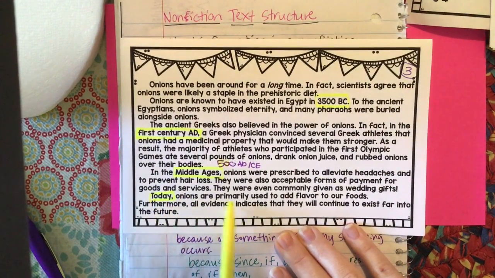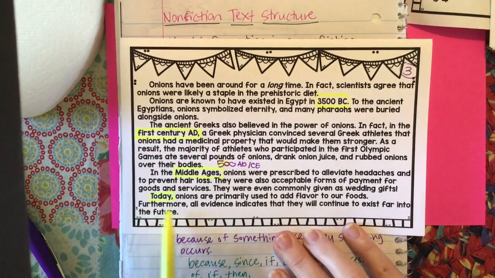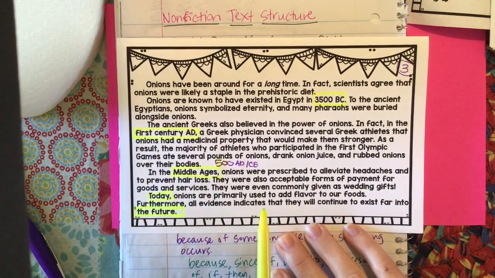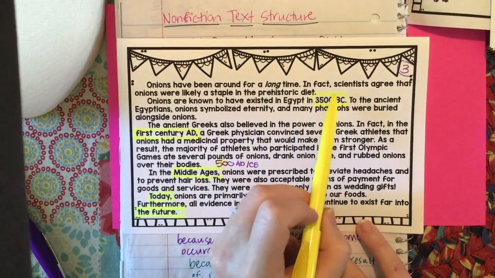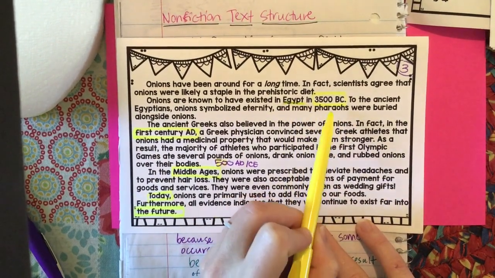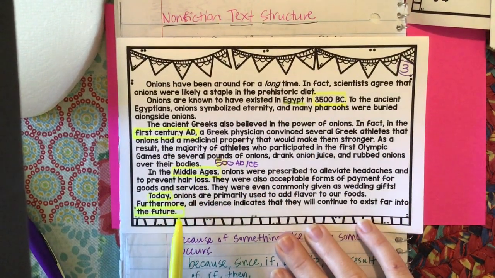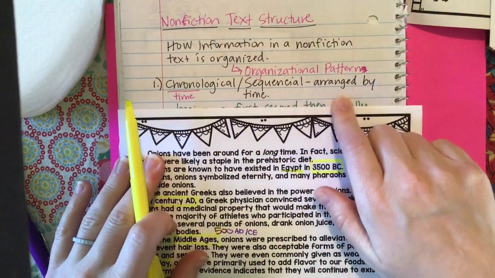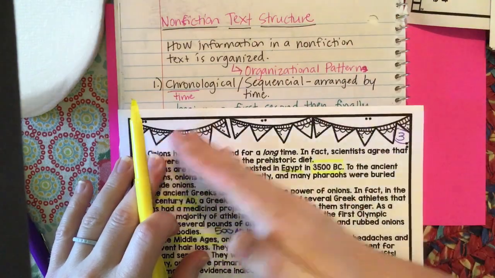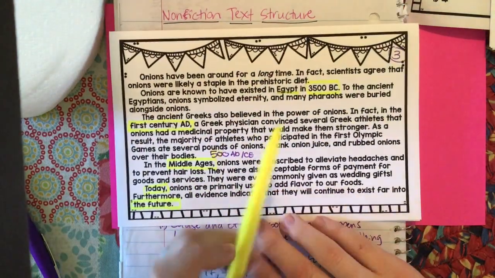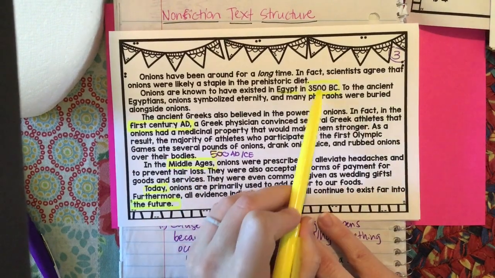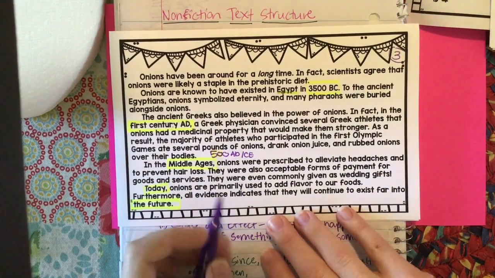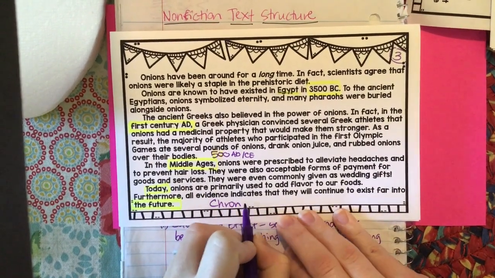Today, onions are primarily used to add flavor to our foods. Furthermore, all evidence indicates that they will continue to exist far into the future. So when I'm looking at this, I'm noticing that each of my paragraphs is starting back in ancient Egypt and is moving forward in order in time. So I know that it has to be one of these, chronological or sequential, because these have to do with going in a specific order. So my key for this is because this has to do with events in time. So since I have events in time and I have these key words taking me through with time, I know this is going to be chronological.